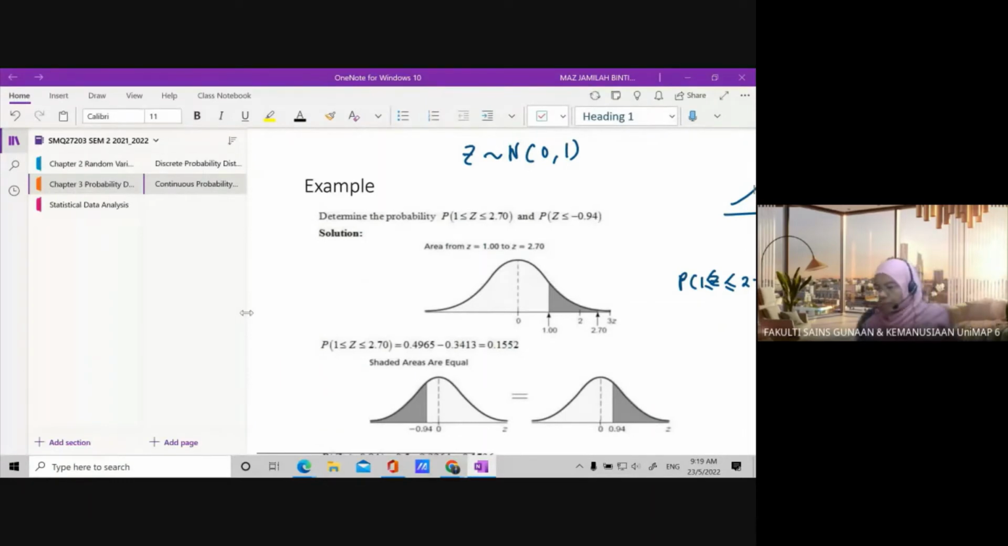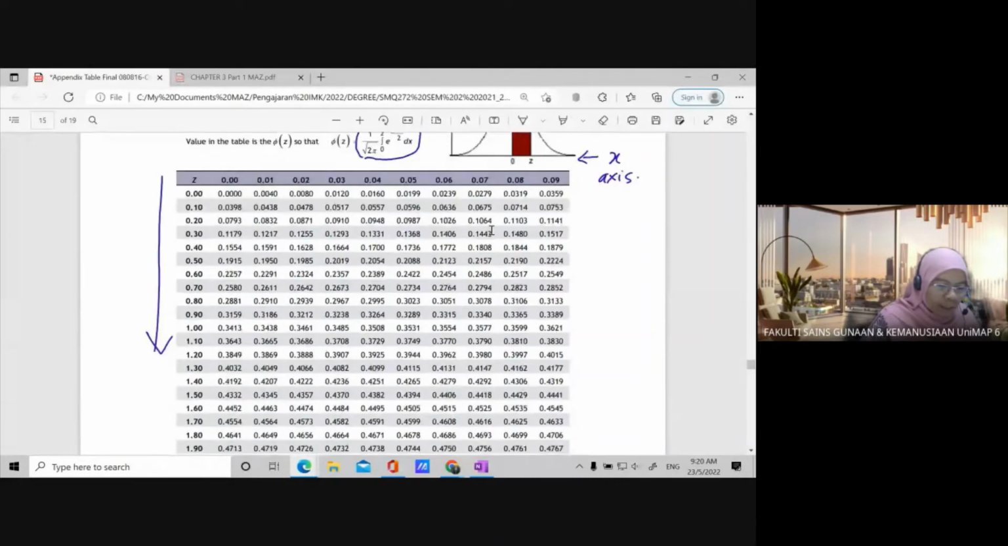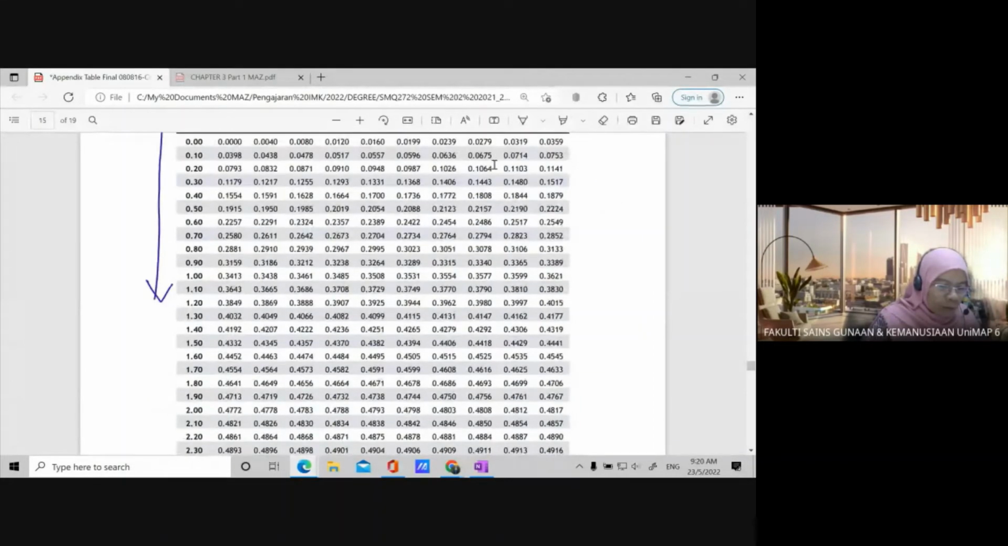Okay. So if you look at 2.7 and 1, for those who have downloaded the appendix that I have attached in your e-learning, you can open your standard normal distribution from that particular appendix. Okay, the first one is 2.7. So 0.7 is somewhere over here. So this is 0.07 and I need to look at 2.7.